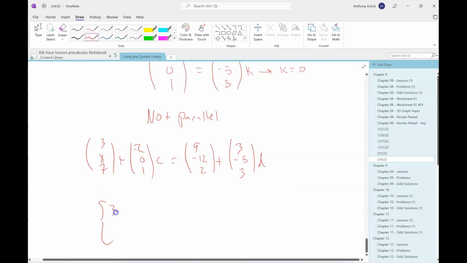So what do we have? 3 minus 2c, 8, 7 plus 1c, 9 plus 3d, negative 12 minus 5d equals 2 plus 3d. And this is a system I would probably just solve by hand because you have that value for d just staring at you.